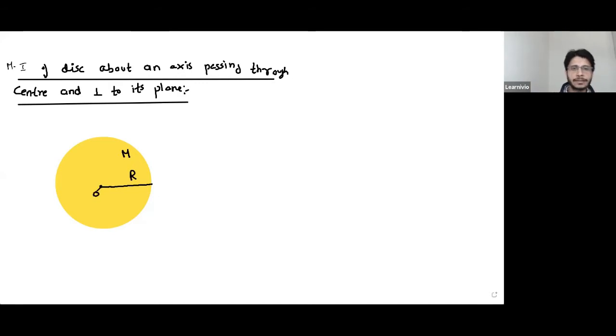You need an axis which is passing through the center and perpendicular to the plane of the disk. Means if you draw this disk in your notebook, then the axis is perpendicular to the plane of your notebook. The moment of inertia about this axis is mr square by 2. So this is the moment of inertia of the disk about this axis, mr square by 2.